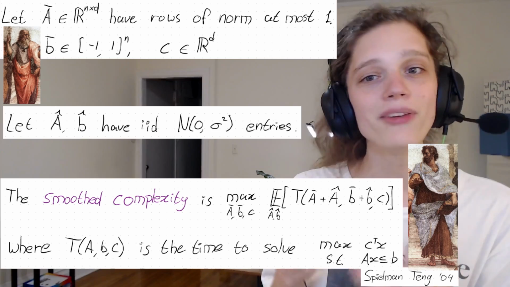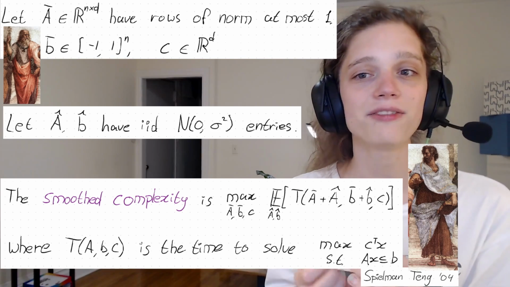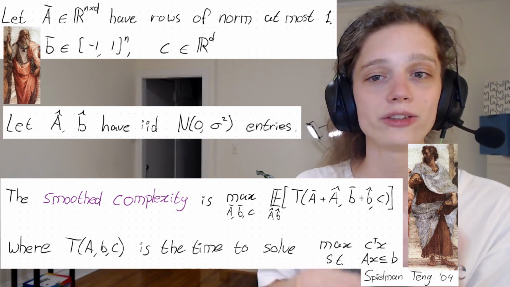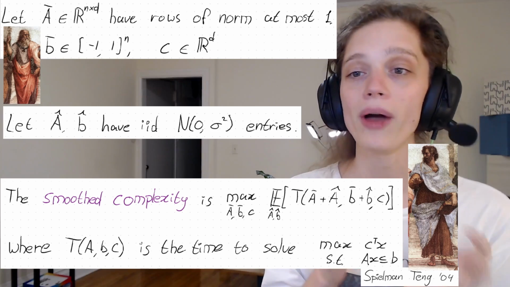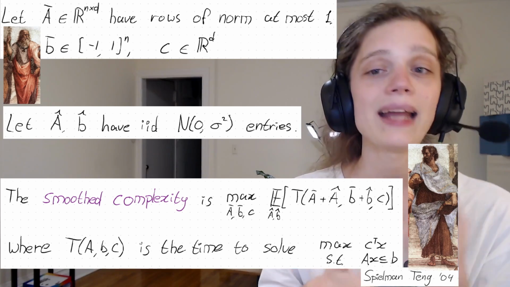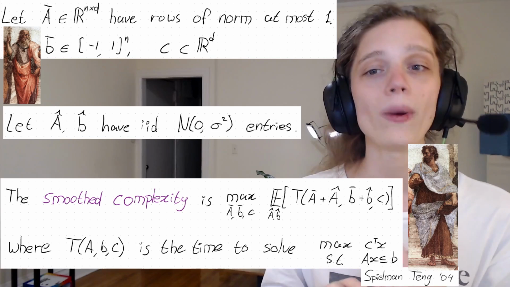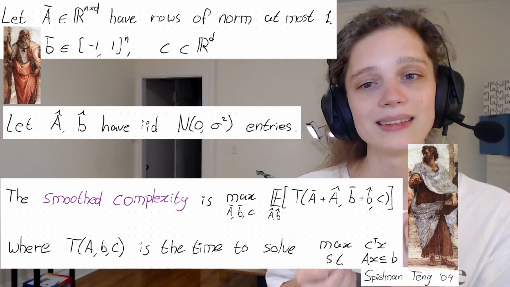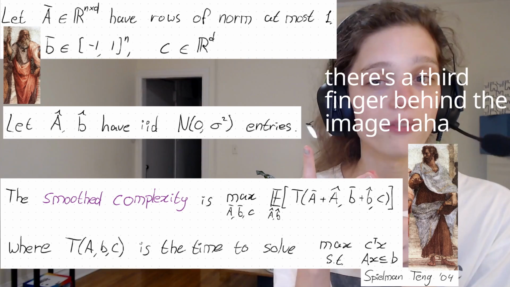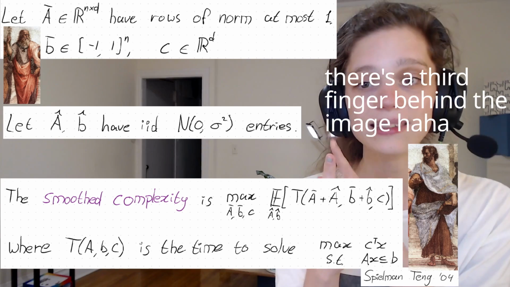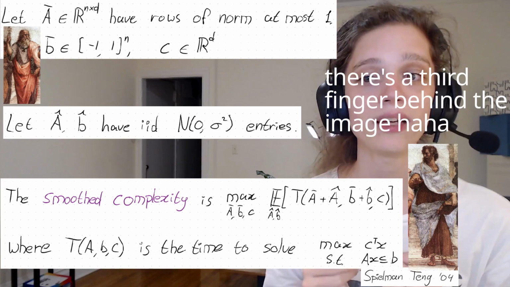Now, the smooth complexity of an algorithm is defined as the time it takes to solve the perturbed linear program. We will take the maximum over all A bar, B bar, and C, and the expectation over the noise A hat and B hat. The smooth complexity is parameterized by three quantities: the number of variables, the number of constraints, and sigma, the standard deviation of the noise.